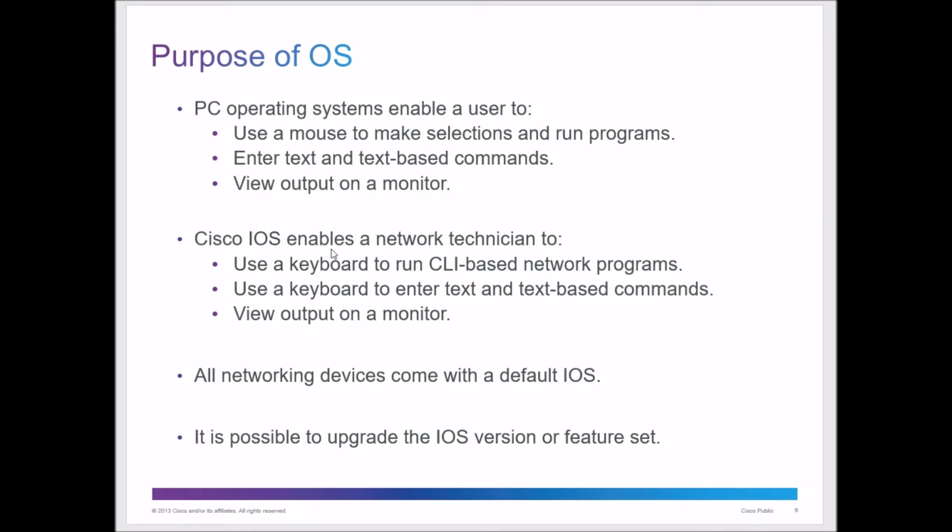Okay, so the purpose of an operating system. An operating system is to allow us to communicate with the hardware, and that's the basic level of it, in a short way to explain it. But PC or personal computing operating systems enable a user to use a mouse, enter text, and view output on a monitor. That's what we do with our computers. The Cisco IOS enables a networking technician to use a keyboard to run command line interface network programs, so we're able to connect into the device and give it commands or update information, extract information, log files, things like that, and we view the output on a monitor.